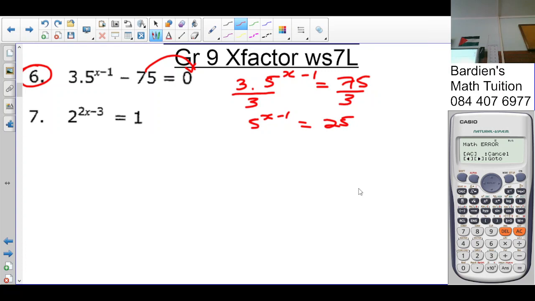Nice. Then what? The base is the same. So 5 to the x minus 1 is equal to 5 squared. Therefore, x minus 1 is equal to 2. X is equal to 2 plus 1, which is 3.